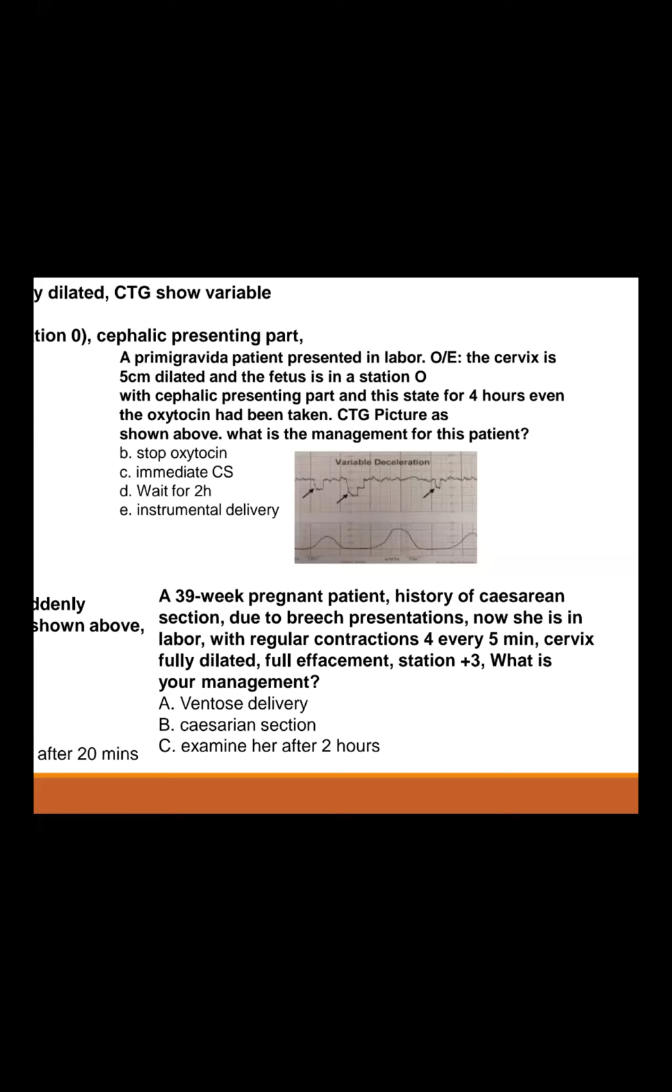Options D and E are excluded because it's an emergency. CTG late deceleration means the cord is not transferring enough blood, and first we must stop oxytocin, but the best treatment is immediate CS. I think option C.